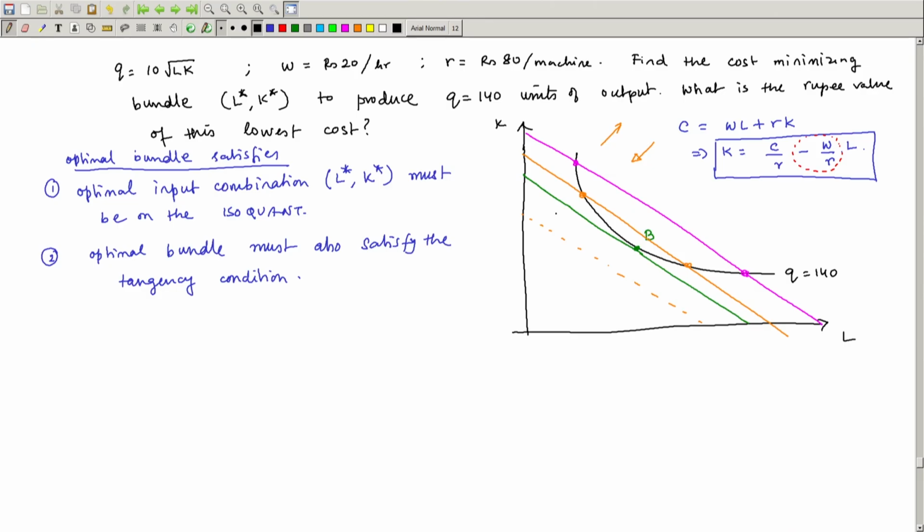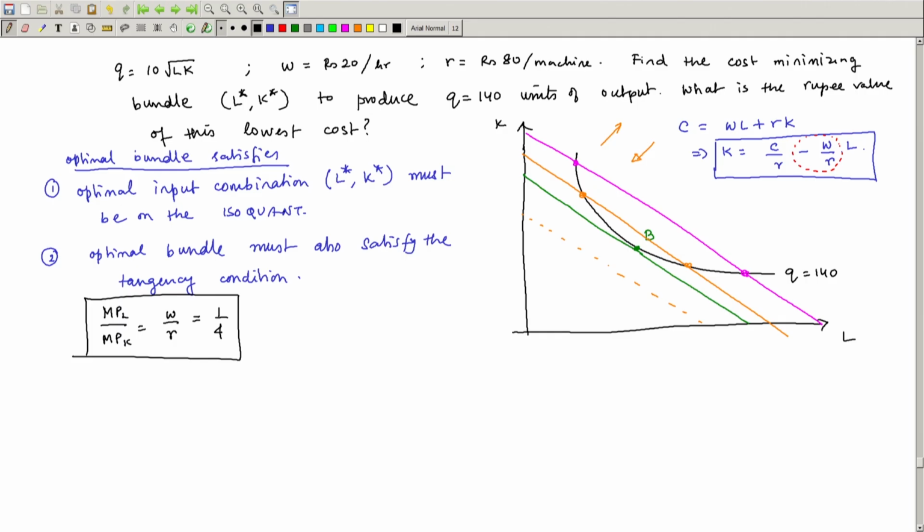Okay. So, with this in mind, let us write down what the tangency condition is. The slope of the isocost line, which is minus W by R, must equal the slope of the isoquant, which is the marginal rate of technical substitution. If I take the absolute values of the two slopes, I get MPL by MPK must equal W by R, and in this case W by R is 20 divided by 80, which is equal to 1/4, right. So, this condition must be satisfied, which is the tangency condition.